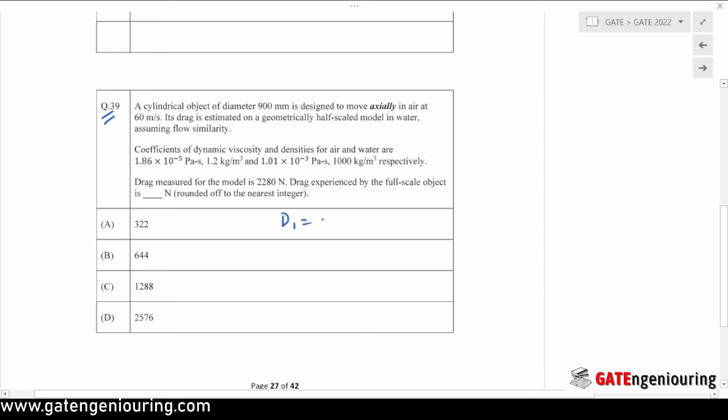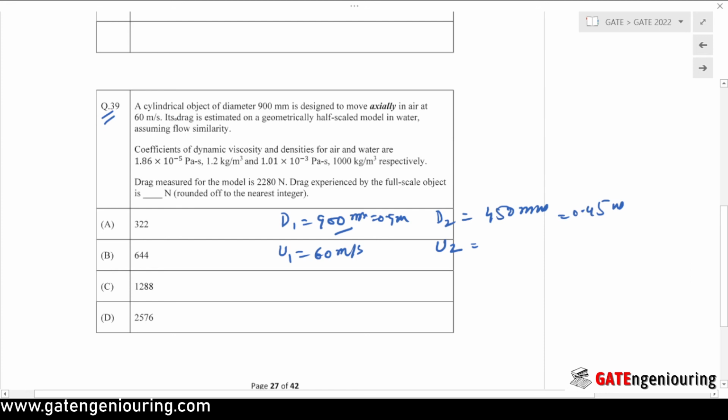So D1 is given as 900 mm and U1 is 60 meter per second. And its drag is estimated on a geometrically half scaled model, which means the second one which we are going to test is basically D1 by 2. So it is 450 mm. Okay, 900 mm, so 0.9 meter, and 0.45 meter. Whereas U2 is not there, so U2 we have to find out.